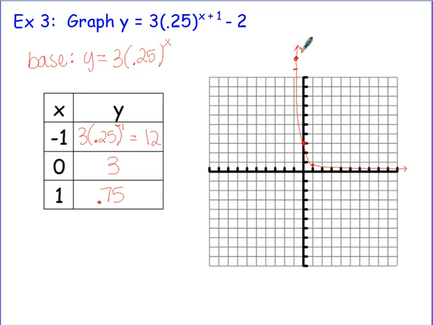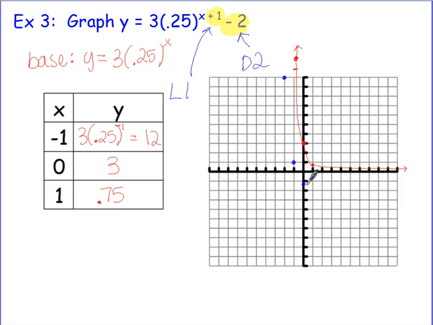The next thing you should have done was talked about your shifting. 2 numbers, +1 and -2. This +1, you should have gone to the left 1. And this -2, you should have gone down 2. So I'm going to take my pencil, I'm going to go left 1, and I'm going to go down 2. Here I'm going to go left 1 and down 2. Here I'm going to go left 1 and down 2. So hopefully you shifted those correctly.